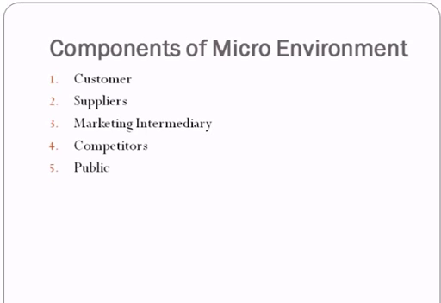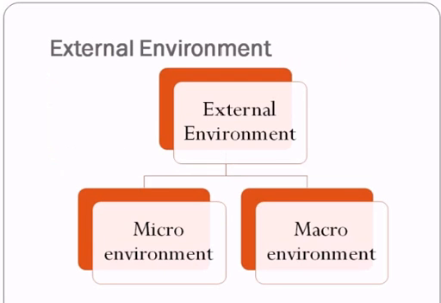Public. A public is any group that has an actual or potential interest in any organization. Public can promote or demote companies' efforts to serve the market. The term public consists of financial public, such as banks, financial institutions. It also consists of media public, such as newspapers, radio, television. In addition, government public, customer organizations, local public, such as a neighborhood or community residents, and the general public, that is, buyers at large. The next category of external environment is macro environment.